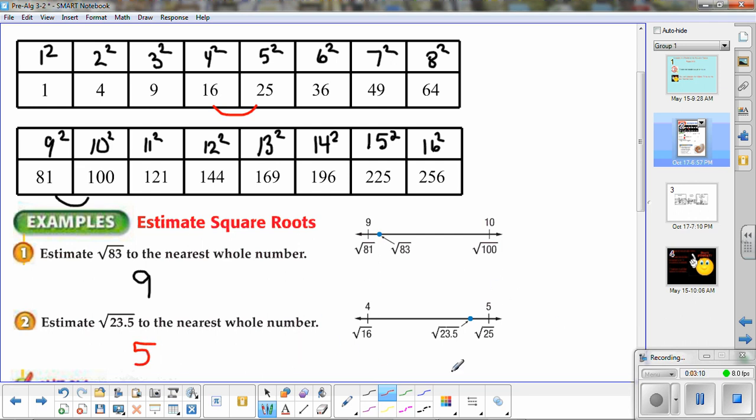If you were to visualize that on a number line, it's a lot closer to the square root of 25 than it is to the square root of 16. So therefore, it's going to be closest to 5.